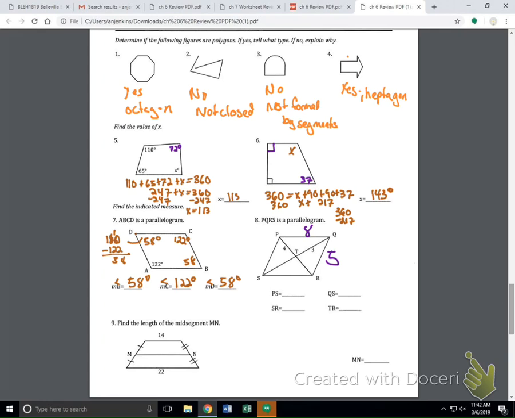On our number 8, we see that we want to find PS. You have to know the value of the two things we added in. So what is PS going to be? Opposite sides are congruent, so it has to be 5. SR, opposite sides, so that's going to be 8.